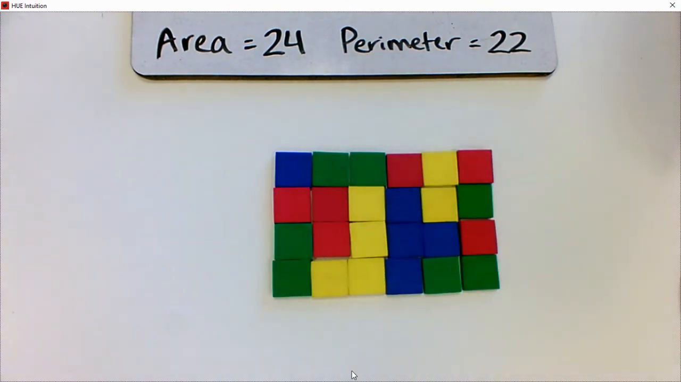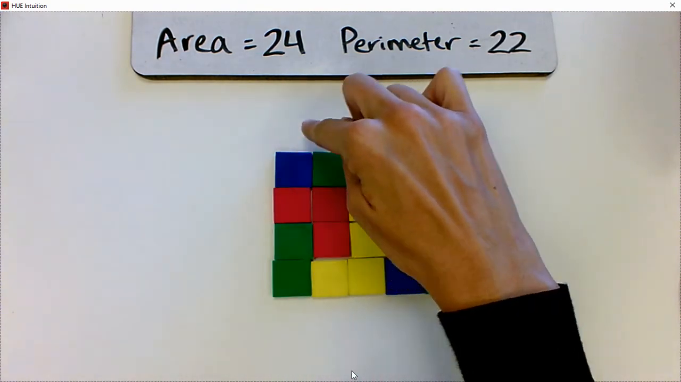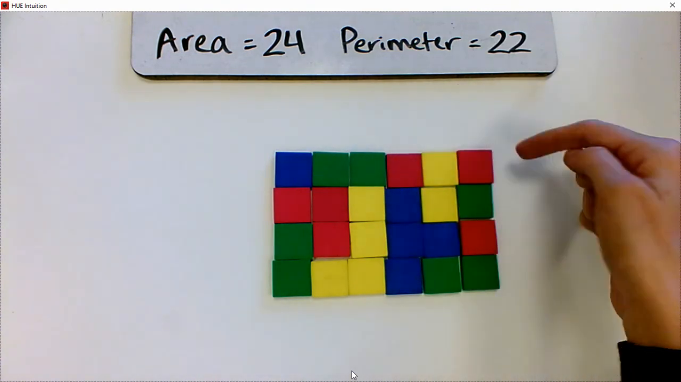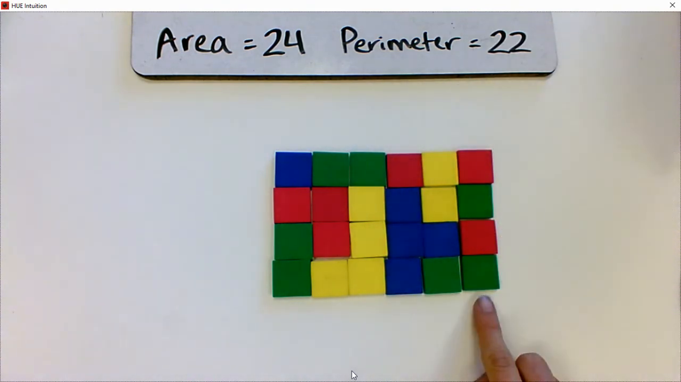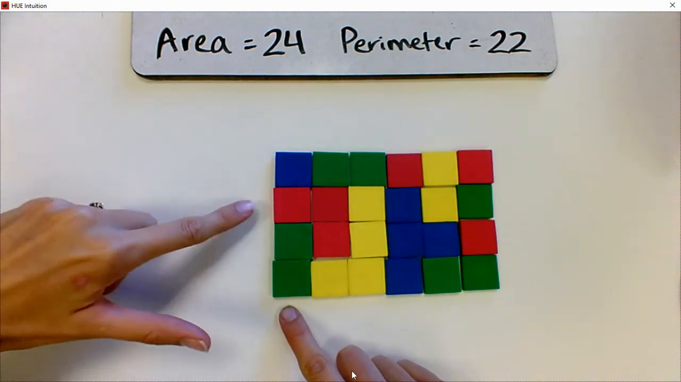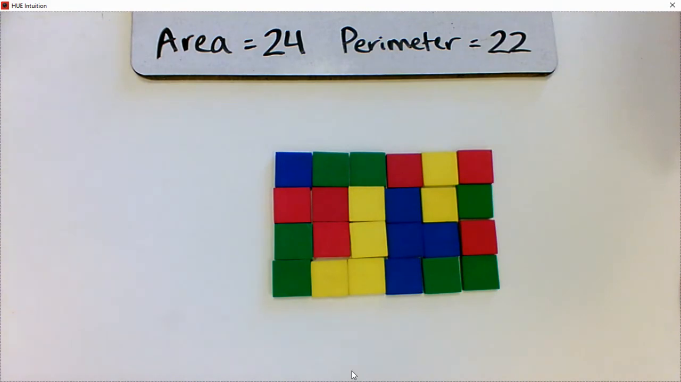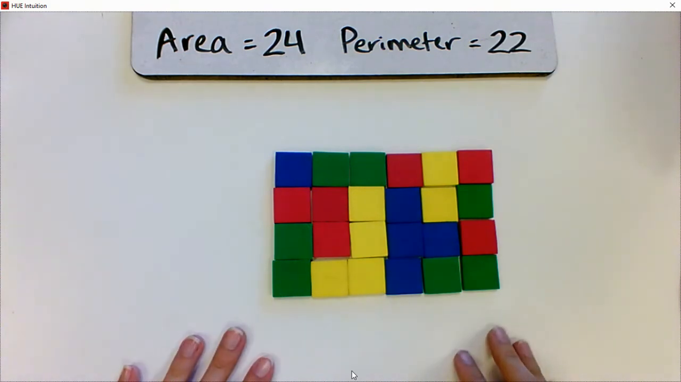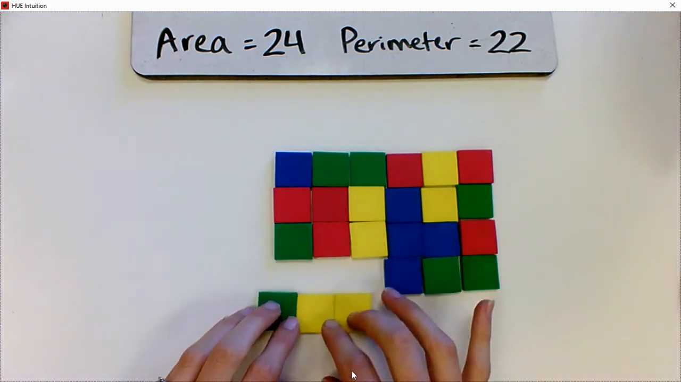So this rectangle has an area of 24, but it also has to have a perimeter of 22. Let's check it out. Start up here. 1, 2, 3, 4, 5, 6, 7, 8, 9, 10, 11, 12, 13, 14, 15, 16, 17, 18, 19, 20. This rectangle only has a perimeter of 20, not 22. So I need to think about a different way I could make a rectangle, still only using these 24 tiles, that might have a different perimeter. Let's move some things around.